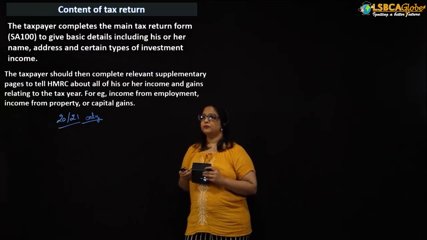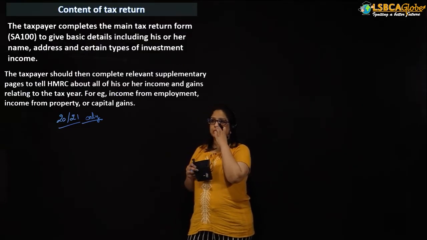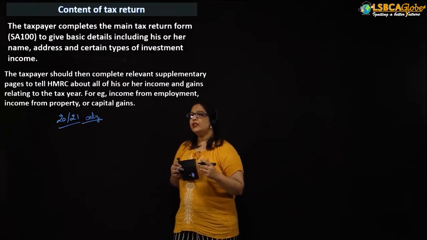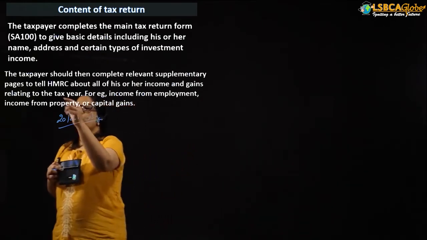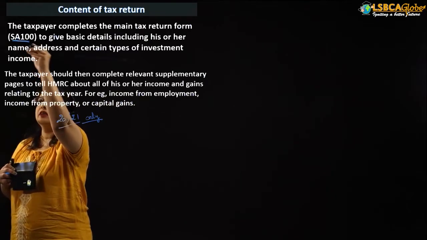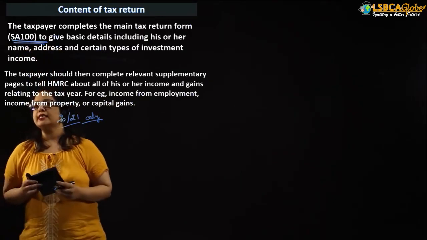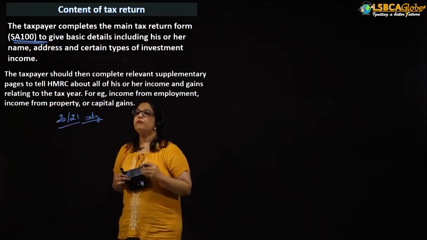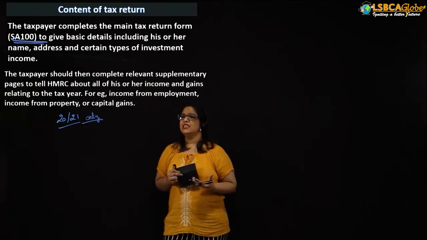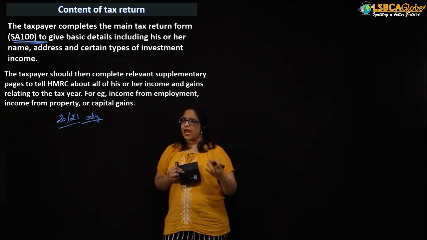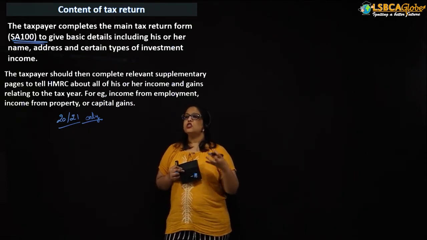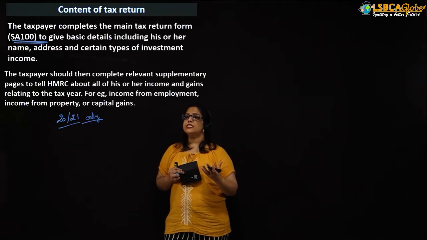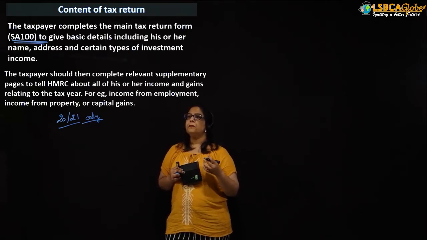Okay. Now content of tax return. Now class, listen. When the person files the return, the main form is called SA100. The main form, SA100, gives basic details like what his name is, what his address is, and the different types of investment income. So such details are included in the main tax return form.